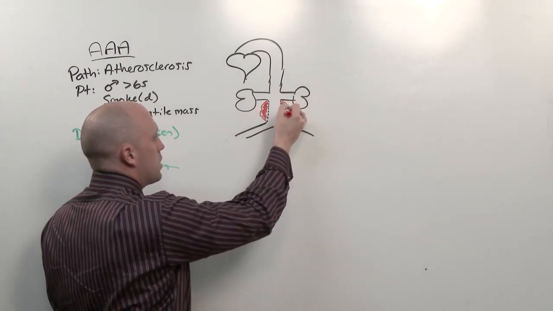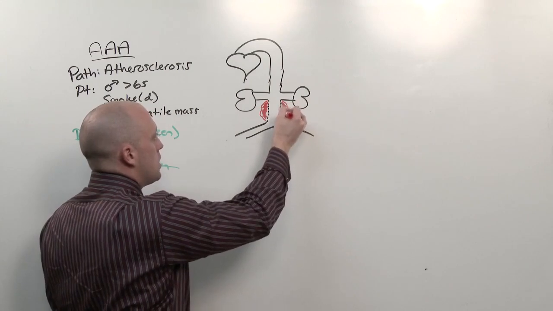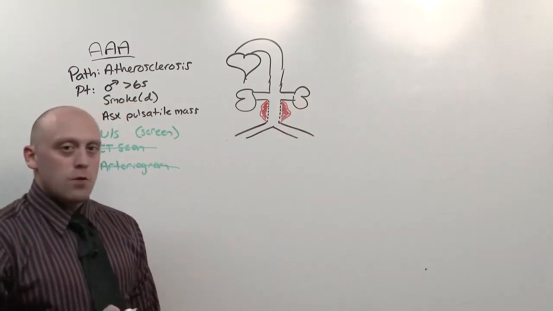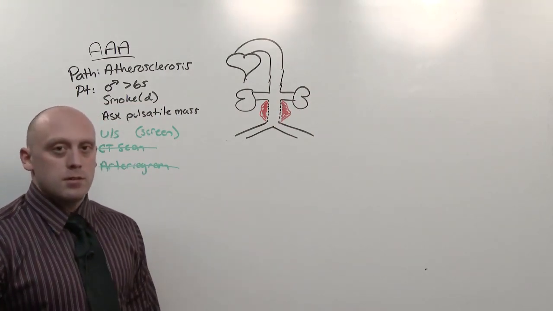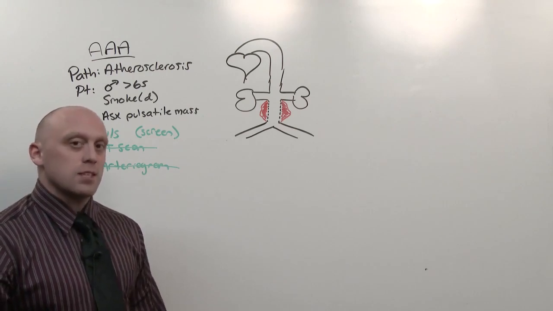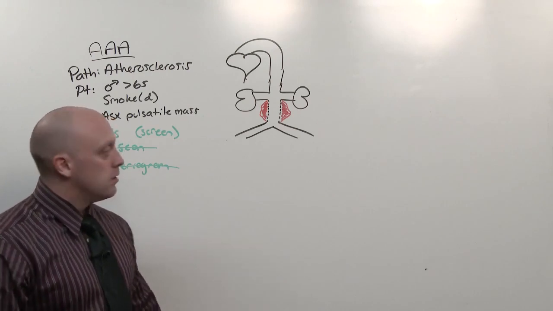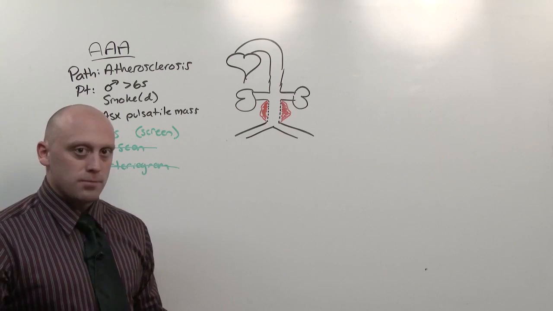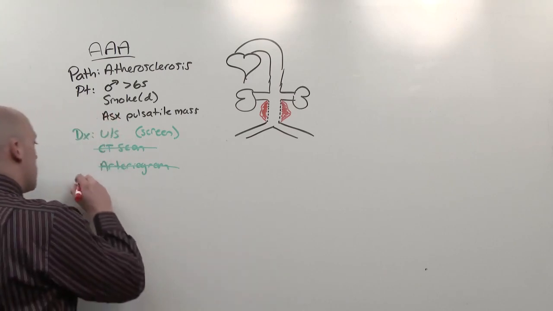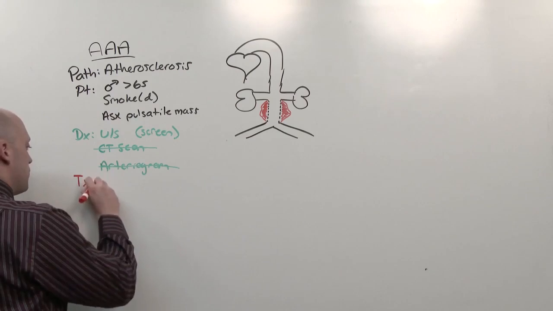And if you do an arteriogram, you see a normal lumen. If all you see is the inside of the blood vessel, you might miss the aneurysm. So you need a test that looks outside the blood vessel, either the ultrasound or the CT scan, the ultrasound being the right answer. And then it all comes down to size.